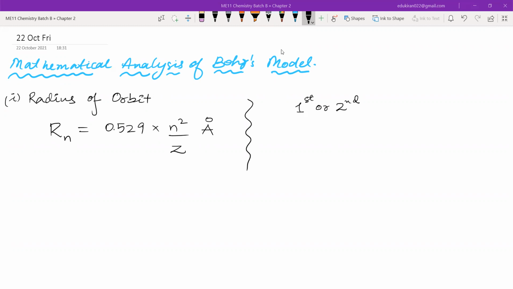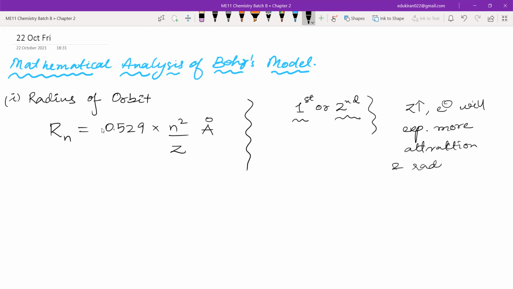Yes, Muhammad Umar, right? Second will have a higher radius than first. And as we can see, radius is directly proportional to n square. And also tell me, if the number of protons is higher, that means Z is higher. Then what will happen? The electron will experience more attraction, right? And the radius will decrease.